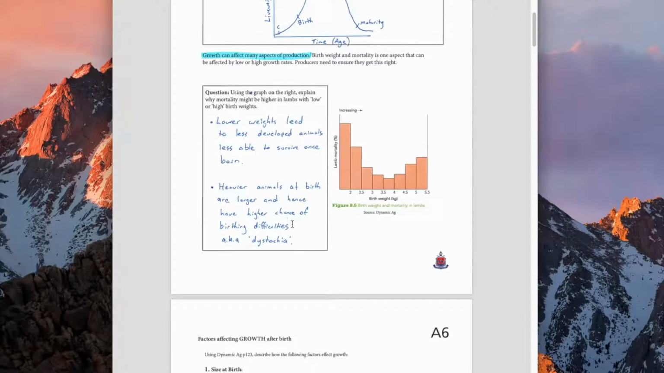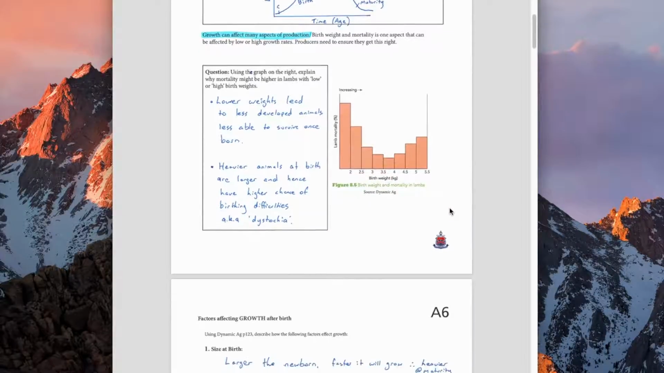And this is basically due to a thing called dystocia, which is written here. Dystocia is something you really need to remember. Dystocia means birthing difficulties. If the lamb is too large, it has troubles in birth, and that can lead to increased mortality. So a producer really wants to make sure that the lamb is around the 3.5 to 4 kilo mark.